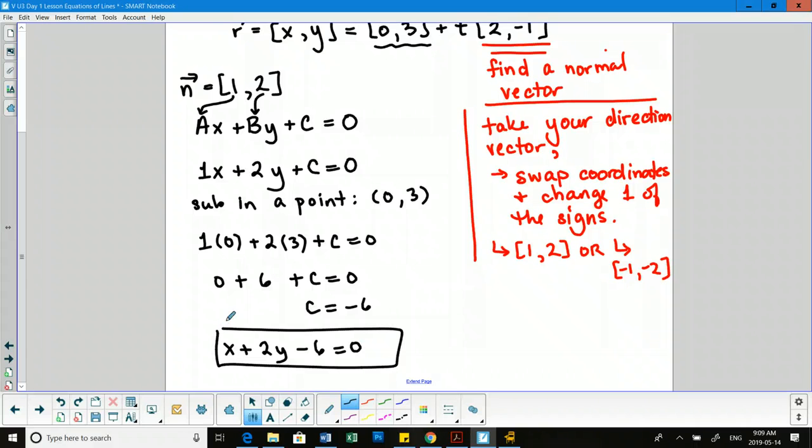And that is considered the scalar equation of our line. So it contains a normal vector, and it contains a point in there to solve for c. Okay, and you should notice that this is actually the same as our previous standard form equation. Again, this is just, given some vector information, how we can express the equation of a line in vector format.